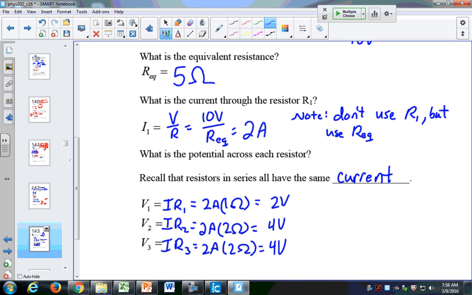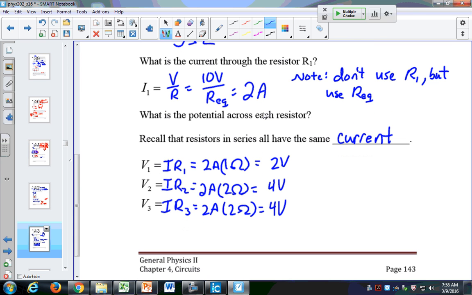Notice here that when I want to know the voltage across an individual resistor, I do use that resistance. Unlike up here, when I wanted the current to an individual resistance, I have to consider the equivalent resistance. I wouldn't even really think about the current through an individual resistor. Instead, think about finding the total current through these resistors in series, and then recognizing that that current is the same for all of them.